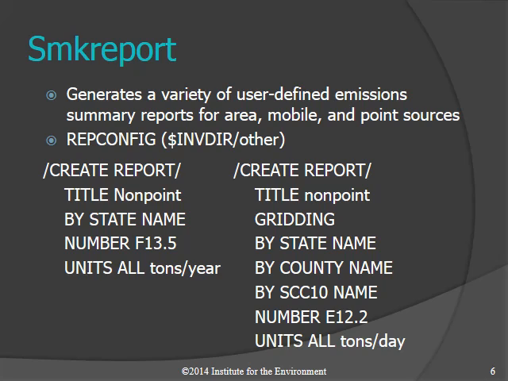In the packet on the right, Smkreport will create a report with a gridding matrix applied to the emissions for a particular modeling grid. It will report emissions by state, county, and 10-digit SCC name. In this report, the units of the emissions are in tons per day, with exponential formatted numbers with 2 digits to the right of the decimal place. Several report types can be defined within one rep.config file.